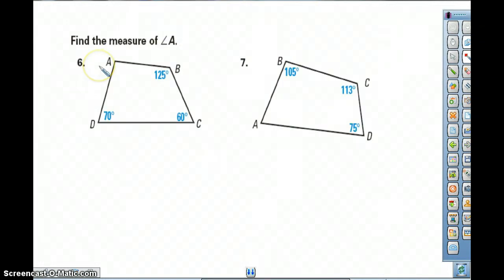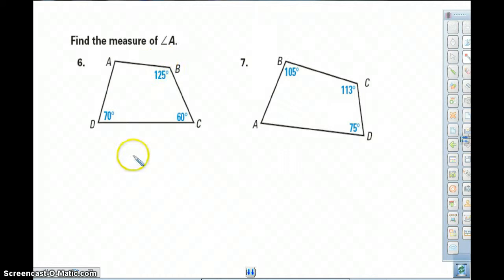Okay, and finally, a couple more finding the measure of angle A. We've got 70 plus 60 plus 125 gives us 255. If we subtract that from 360, A is now 105 degrees. Okay, we have the same thing here. 105 plus 113 plus 75 gives us 293. We need to take 360 minus 293, and angle A is going to give us 67 degrees.